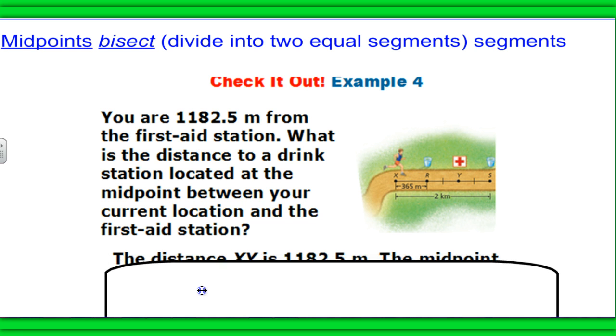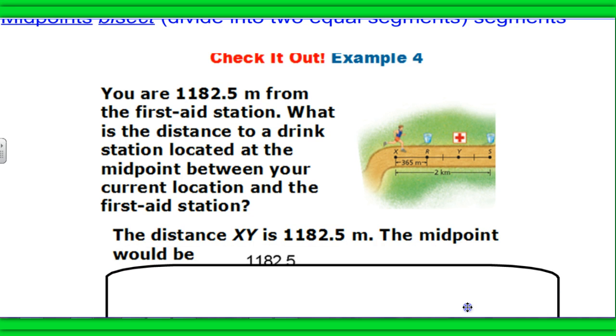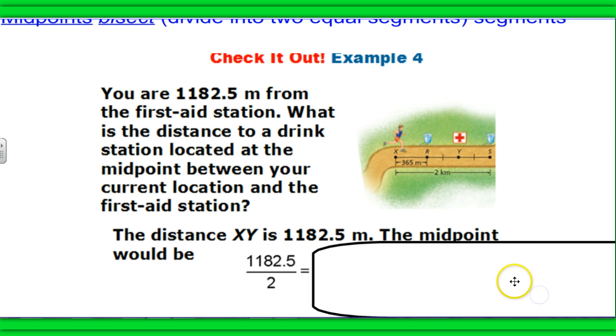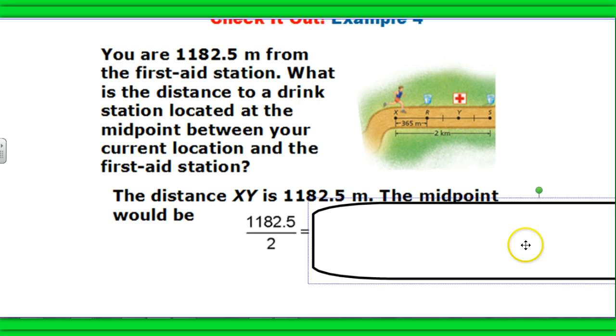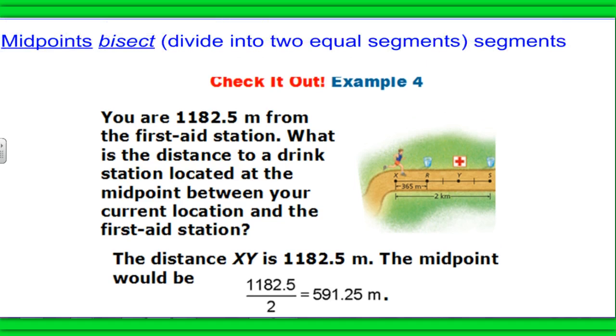So we know that the distance from yourself to the first aid station is given. So the midpoint is going to be half of that, right? And so we can simply divide, which I'm sure you've done, divide the known distance by 2, or multiply by 1/2. Those are the same, aren't they? And you should have found 591 1/4, or 0.25 meters.